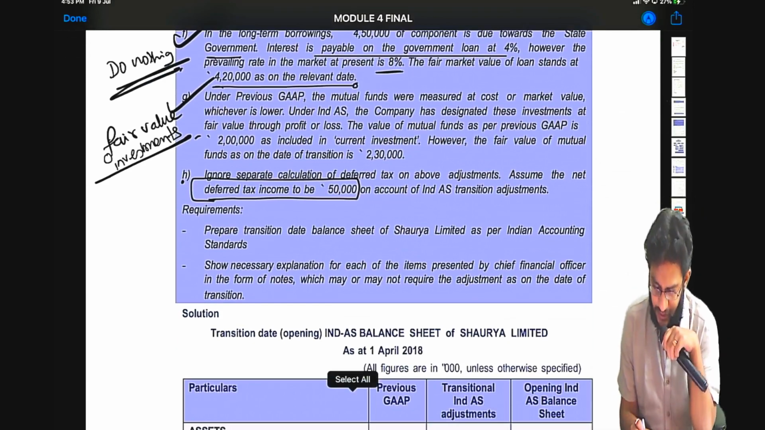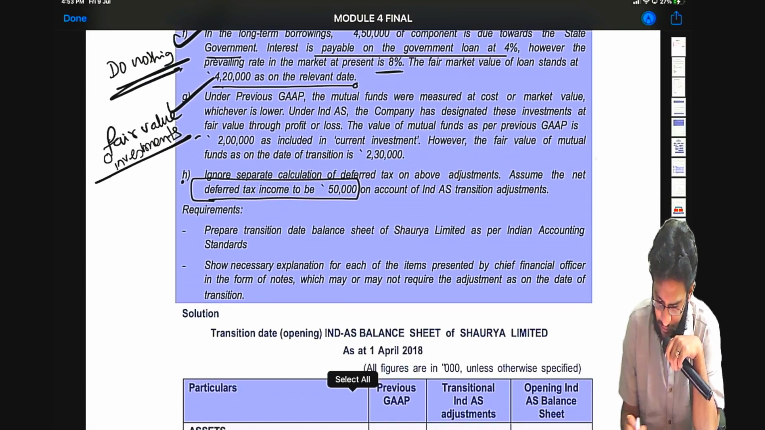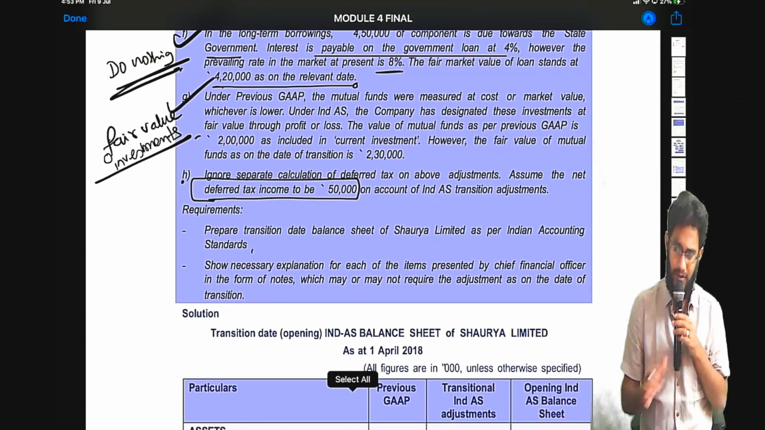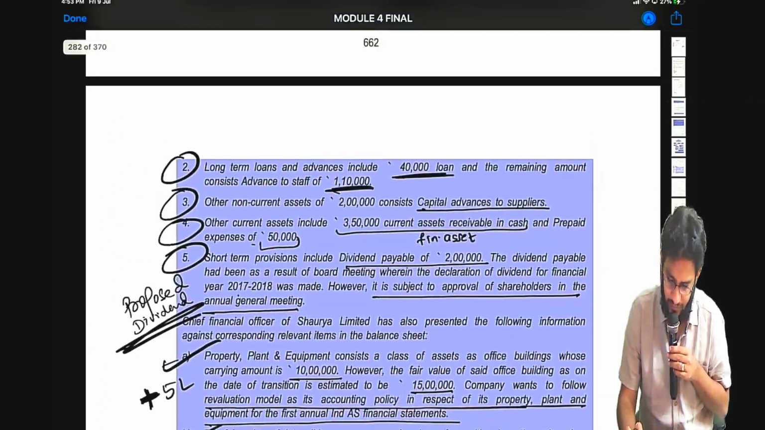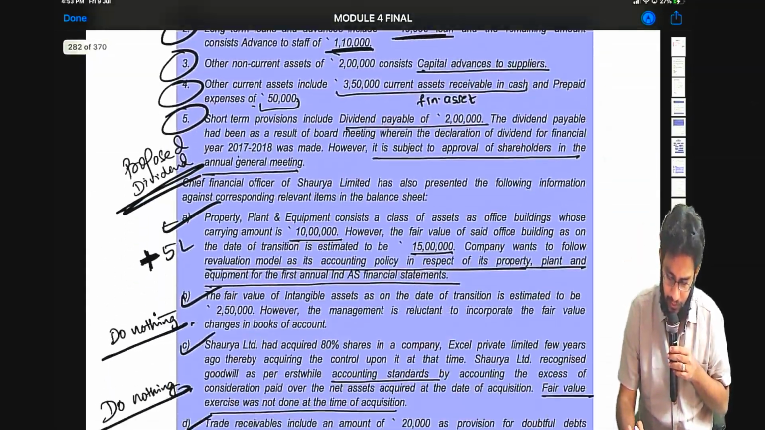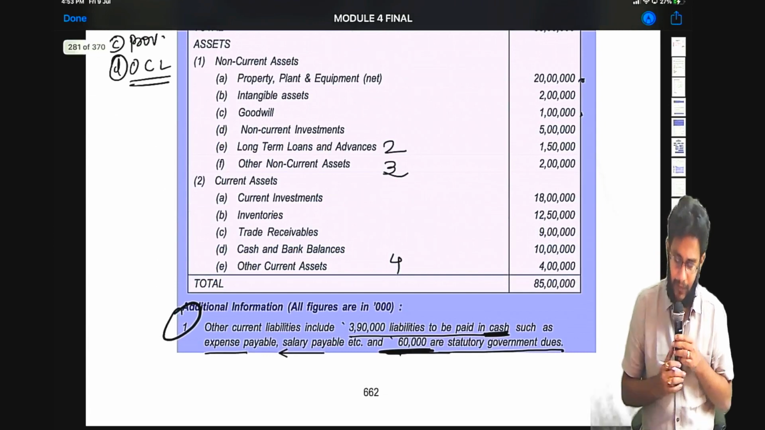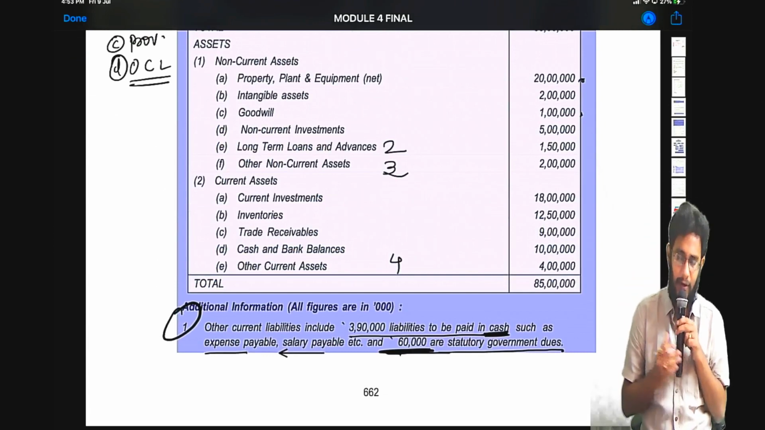Required: prepare the transition date balance sheet of Shaurya Limited as per Ind AS and explain each and every item. So there is no big deal in this. Whatever we have discussed, one by one you have to do. So anyway, let me show you the grouping parts first. Later on we'll move there.